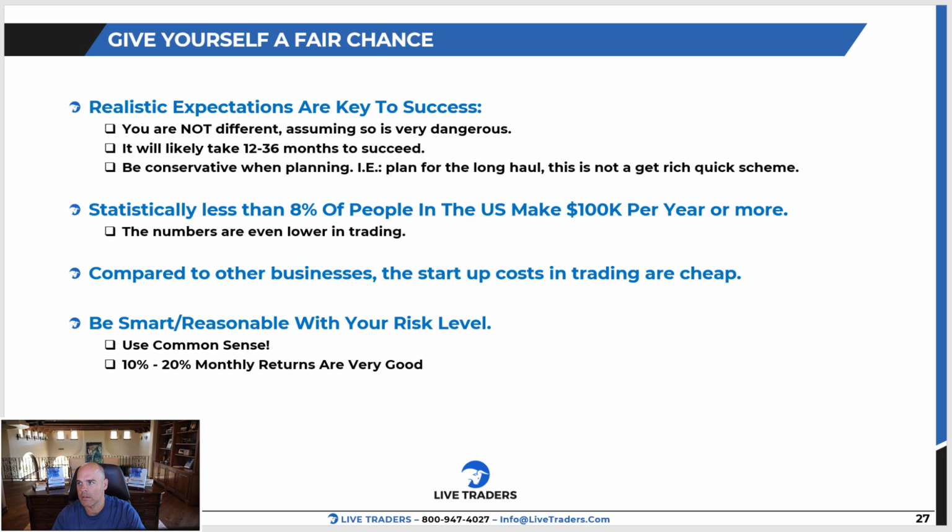So what's realistic? I've shown this slide before. You're not different. Assuming so is very dangerous. Thinking you're better than someone else is always dangerous in life, but really dangerous in trading. Thinking just because you have some experience or you're good at math or you're a patient person doesn't make you any better than someone else. Ask me how I know.